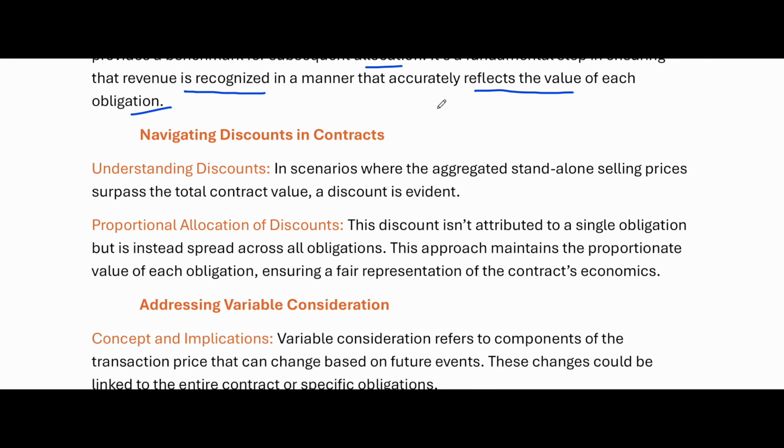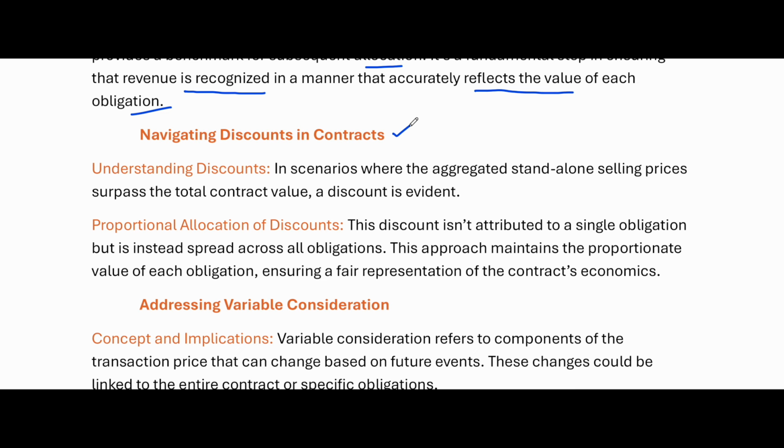Now, navigating discounts in a contract. Basically, I am dividing the entire concept into different subheadings, then only you can easily understand. Because if you go and check in any other standard books, they give direct theory, and it is difficult for students to understand. So I am preparing materials with easy understanding, dividing the entire concept into different points for easy understanding.